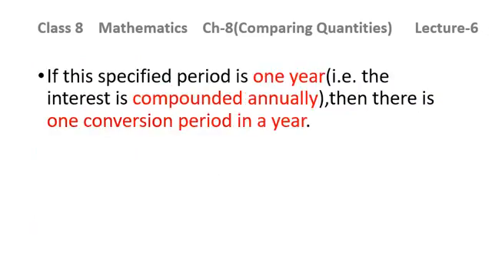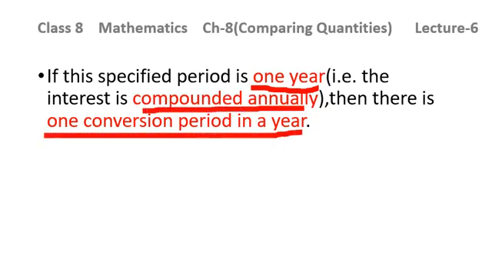Now, if this specified period is 1 year, please pay attention here, that means the interest is compounded annually. Then there is one conversion period in a year. Obviously 1 year has 12 months. So if the specified period is 1 year, the interest is compounded annually, and one conversion period is there in a year.